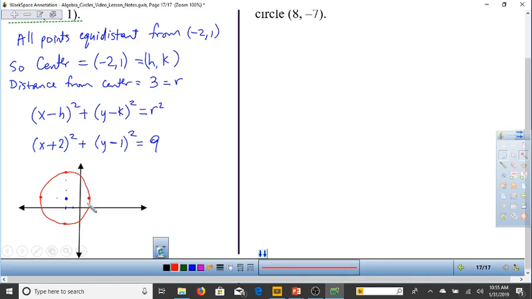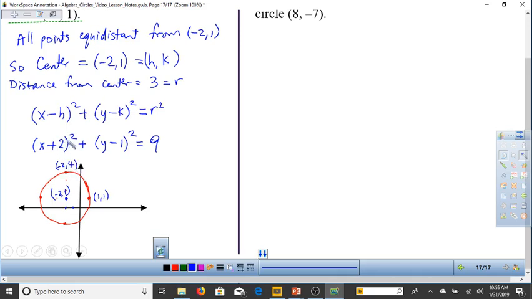The coordinates of the points on the circle, we can actually tell. The center of the circle we know to be negative 2 comma 1. And if I go 3 units to the right, my y coordinate is the same, but my x coordinate is now 1 comma 1. If I plug those in, I get 1 plus 2 squared is 9, plus 0 is 9. If I go up, my x coordinate stays the same, but my y coordinate becomes 4. If I try that, I get 0 here, and 4 minus 1 squared is 9.